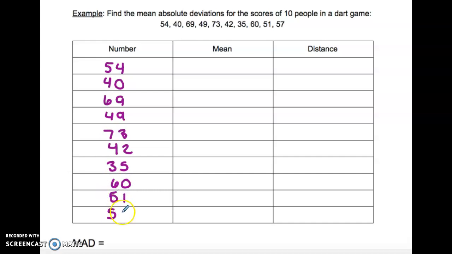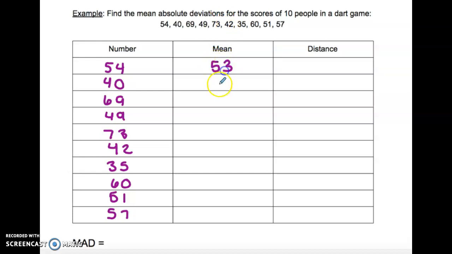Okay. And then we have to find the mean. So remember, mean, same thing as average. Add them all up and divide by how many numbers there are. Go ahead and do that along with me. Use a calculator. So when I add them up, I get 530. I have 10 numbers, so divided by 10 is 53.